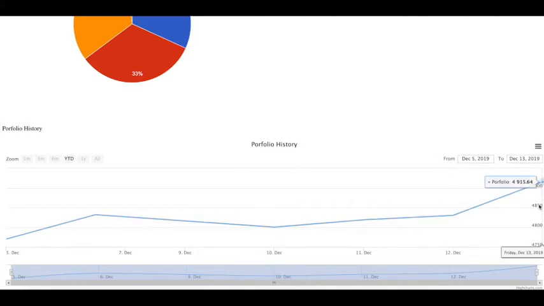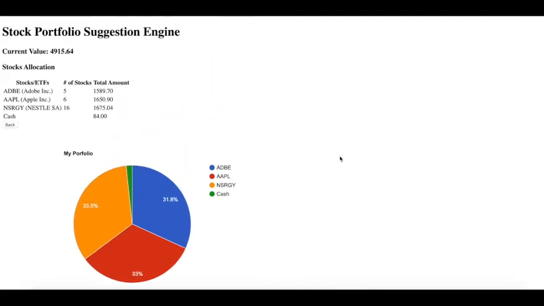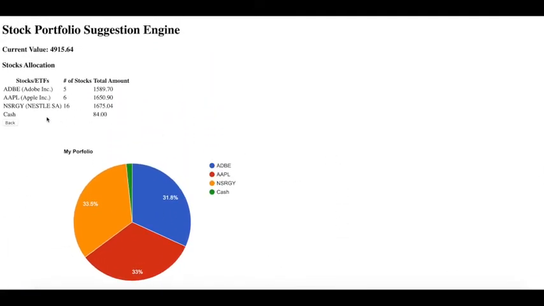So the current one is $4,915. And we can see that in the previous days it was less. We can just hover to see the different values, and it will show the values of portfolio worth and also the date of the portfolio history.